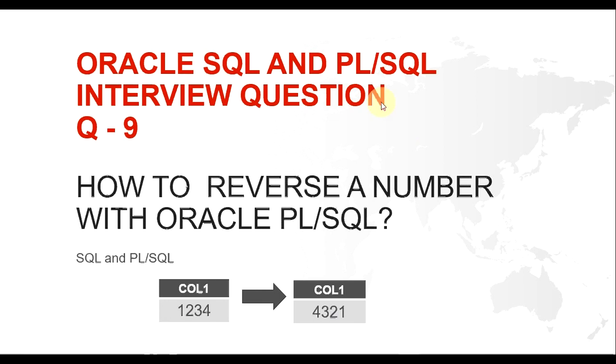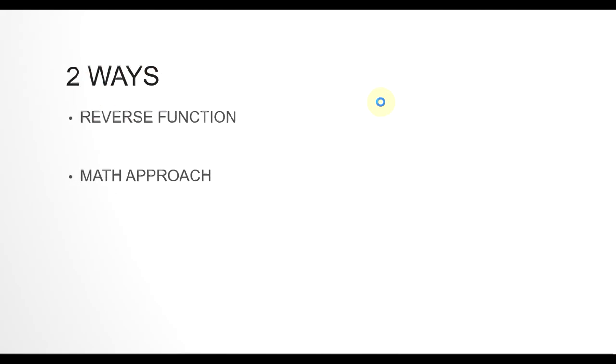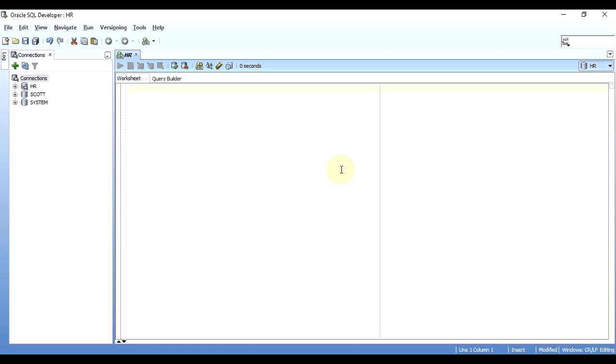So let's start. Now to do this you have two ways. Either you use the reverse function that Oracle provides, or, of course, when you have numbers, you can have a mathematical approach for it. We'll look into both of them, but I am quite sure that you will not be asked to do it with the reverse function, because then it is damn easy. All you need to do is use the reverse function. I'll just show that to you and then we'll look at the mathematical approach.